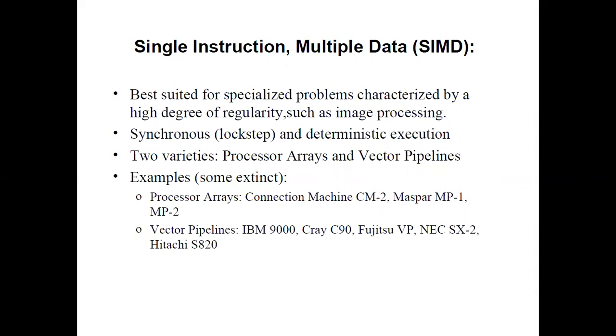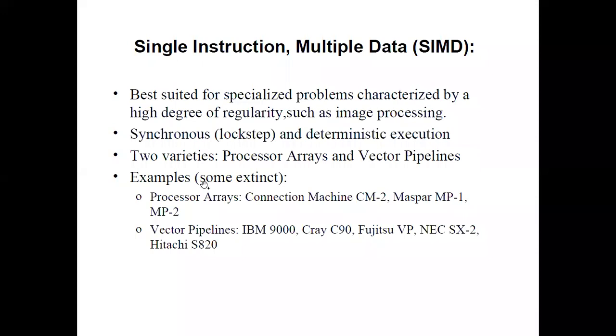So where are these being used? Generally, single instruction multiple data is used for image processing, or you can use it for synchronous and deterministic execution. There are generally two varieties of processors which come under single instruction and multiple data. Those are called processor arrays and vector pipelines.